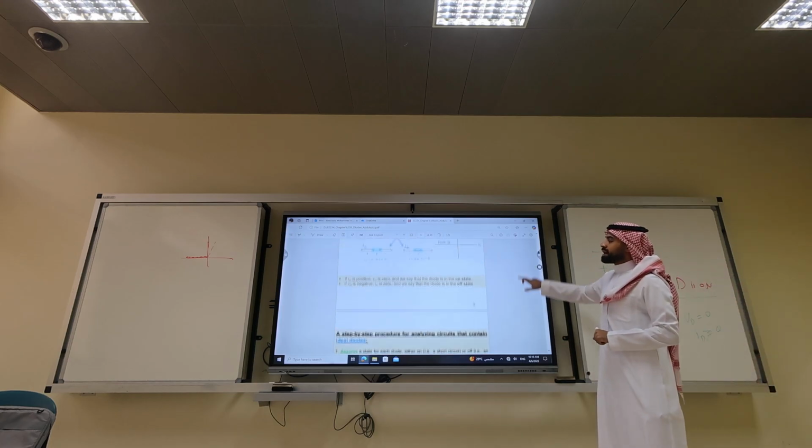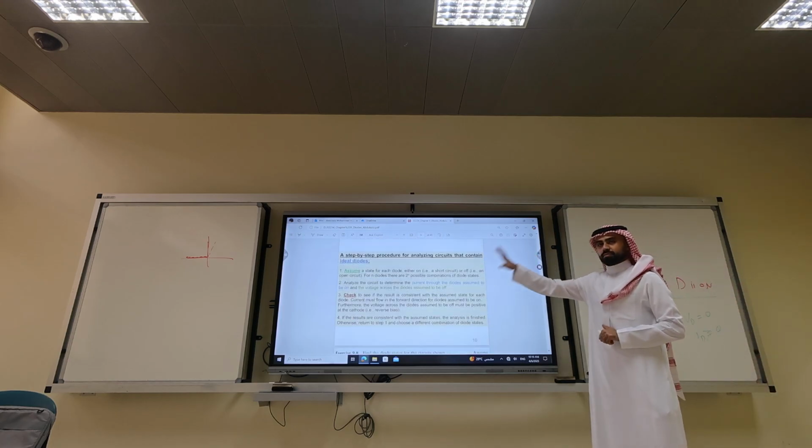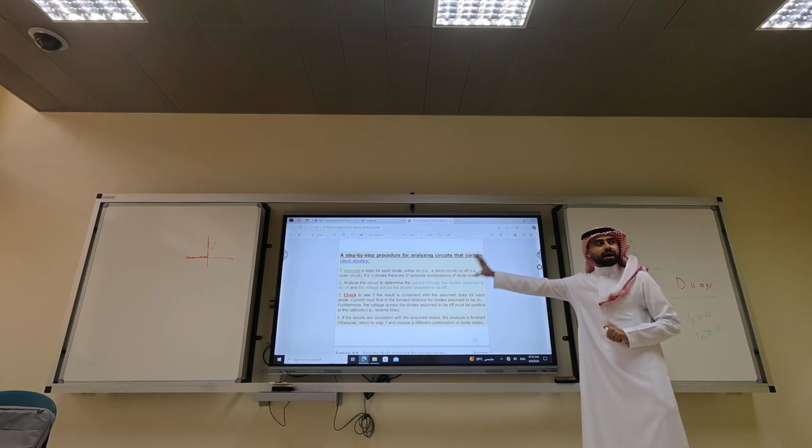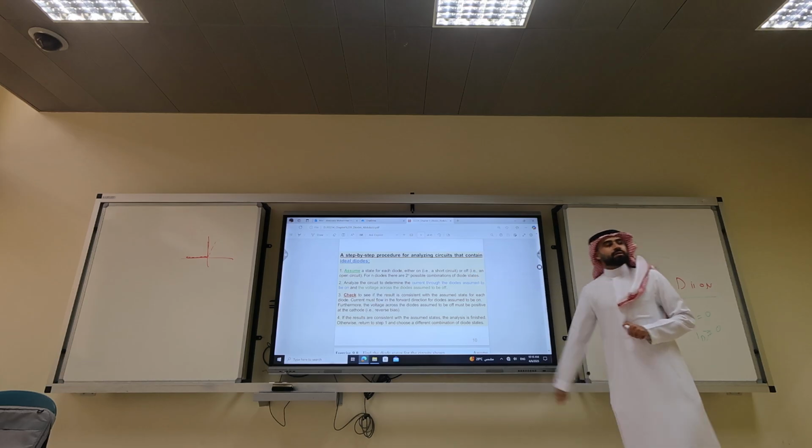So how do we solve a circuit with a diode? Always remember, a step-by-step guide. That's very important.